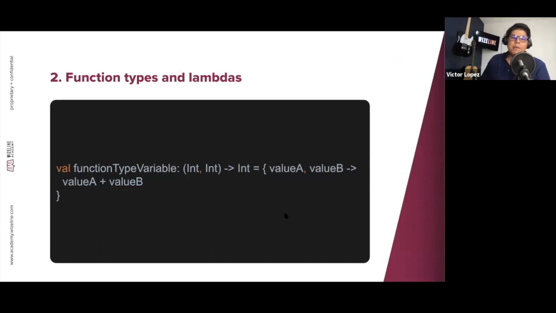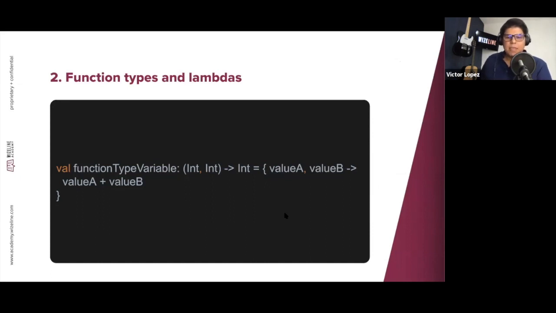Okay, here we have the same example of the function type we created before. As you remember, we created this function called function type variable that needs two parameters, two integers, and then this variable is returning an integer, right? So in this case, instead of initializing this variable with a function, we are using a lambda. How can we do that?